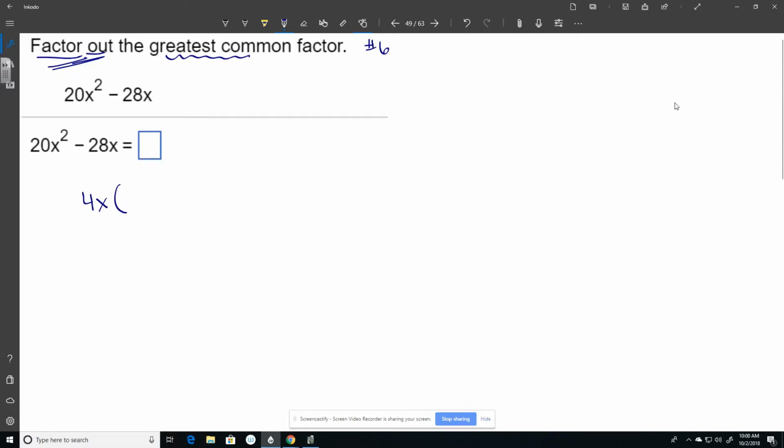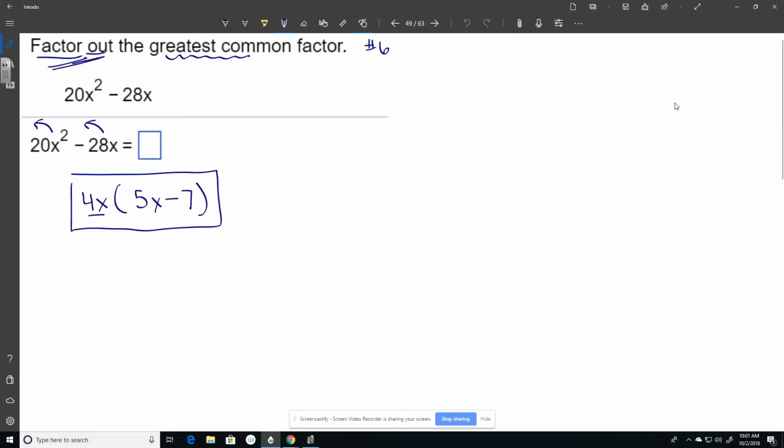I'm going to take this 4x and I'm going to pull it out of each of these terms. So 20 divided by 4 is 5, and x squared divided by x leaves me with 1x. And then I have a minus. 28 divided by 4 is 7. x divided by x is 1, so I don't need to put anything there. So that is what it looks like when I factor out the greatest common factor. There's my greatest common factor, but I factored it out, so there's my final answer.